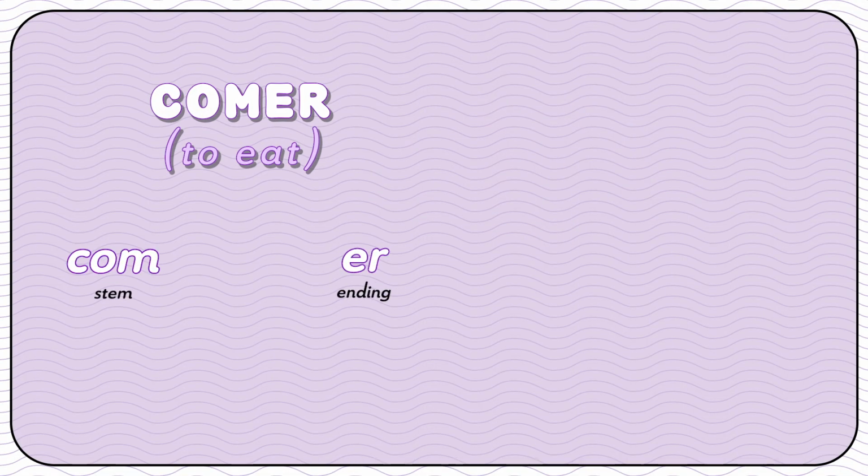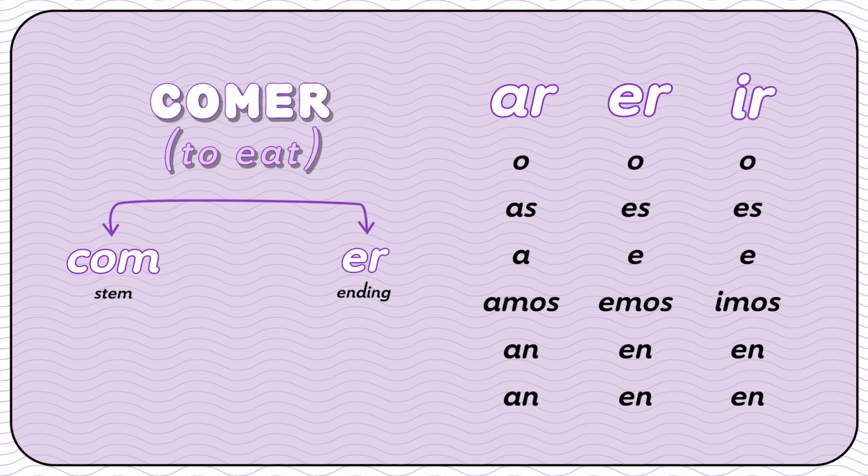To conjugate it, we need to break the verb down into two sections, the stem and the ending. The stem stays exactly the same, and we're just going to be changing the endings. Because comer is part of the ER ending categories, we're going to bring those endings over and we're going to replace them depending on the pronoun that we want to use.